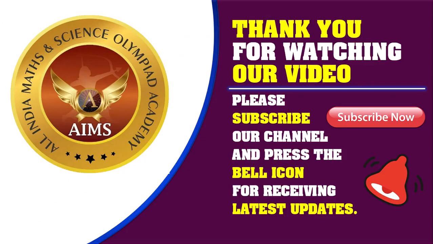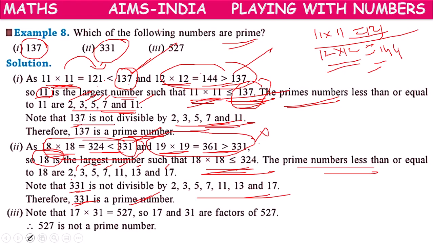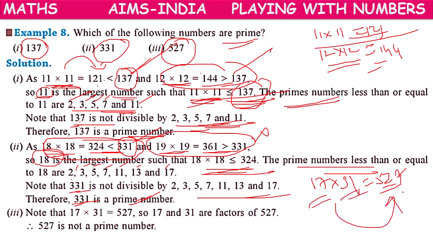So like that we can do, children. Or this 527. We can write 527 as 17 into 31 equal to 527. This 17 and 31 are the factors of 527. But a prime number should have only 1 and that number, 1 and 527, as factors. But here we have other numbers also. So it is not a prime number.